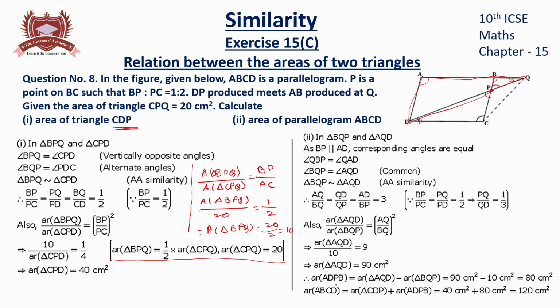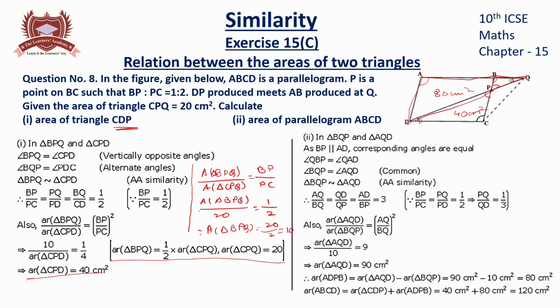Now area of ADPB, ये जो quadrilateral form हो रहा है, would be equal to area of triangle AQD minus area of triangle BQP. That is 90 minus 10, so that is 80 centimeters square. इसका 80 square centimeter आ गया और इसका 40 square centimeter आ गया. ये कहाँ से आता है? यहाँ पे निकाला था अपन ने, तो दोनों को add कर दिया and we get our final answer equal to 120 centimeter square. So that's what we have.